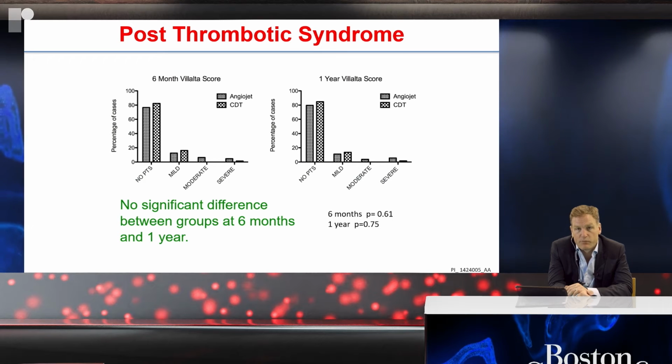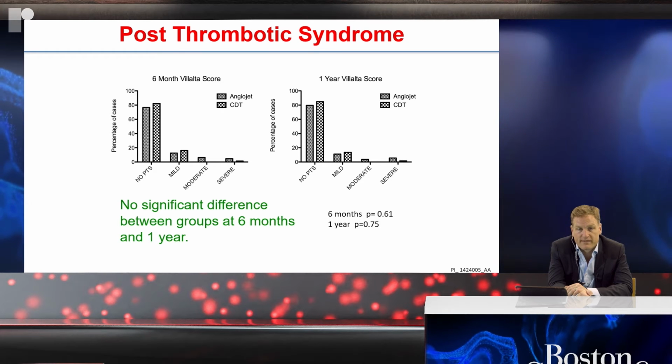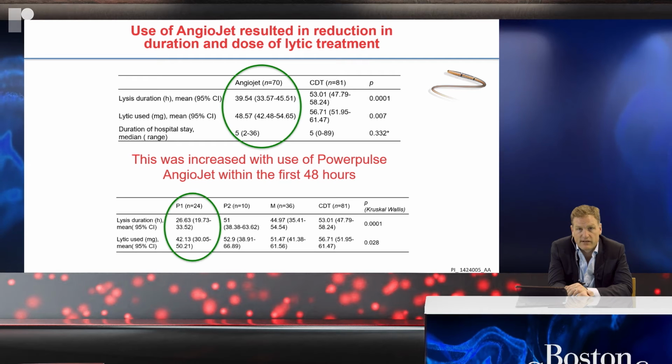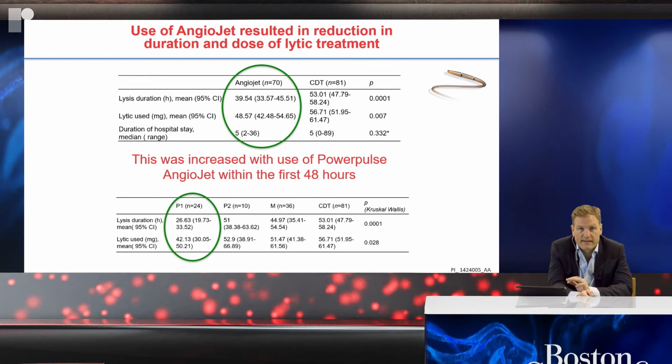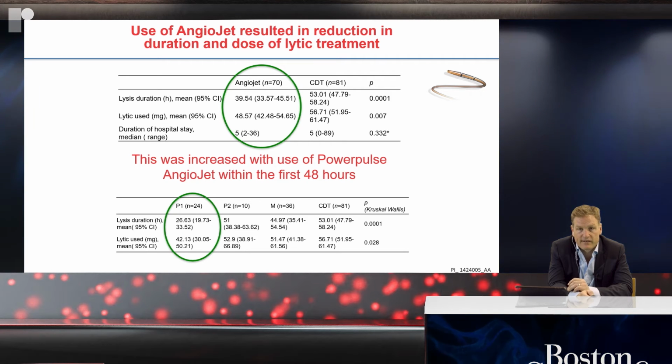We saw significant improvement in post-thrombotic syndrome in these patients, and this really stands against the ATTRACT data, where the vast majority of our patients had no PTS at all, and very few patients were in the moderate or severe categories. What we also found was that the use of AngioJet early resulted in a reduction of duration of treatment and dose of lytic. So from our data, our really strong recommendation is that AngioJet used upfront with power pulse mode really speeds up the procedure and gives you a better result.